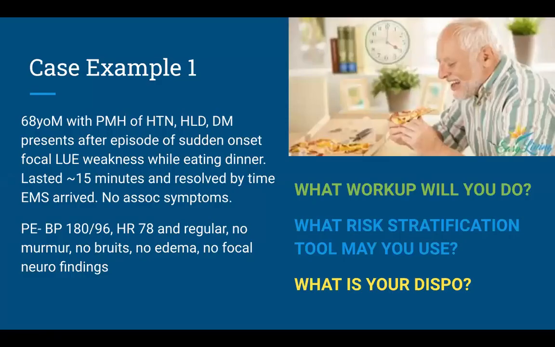First, as we go through this lecture, I just want you to think about these two cases and what you would do for these patients. The first is a 68-year-old gentleman with a history of hypertension, hyperlipidemia, and diabetes, who's coming in after he suddenly had focal left upper extremity weakness while he was eating dinner. He said it was there for about 15 minutes and then started to go away over time. By the time EMS got there, it really was gone. He's a little hypertensive, but really had a completely normal examination when he got to the emergency room.